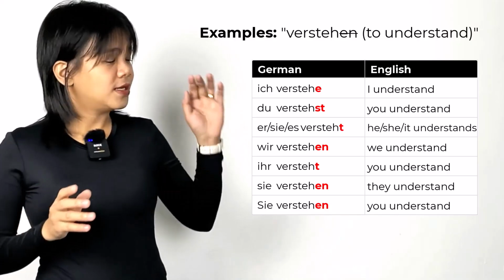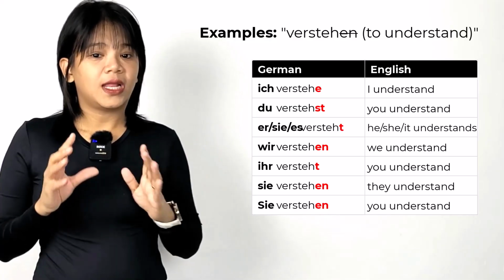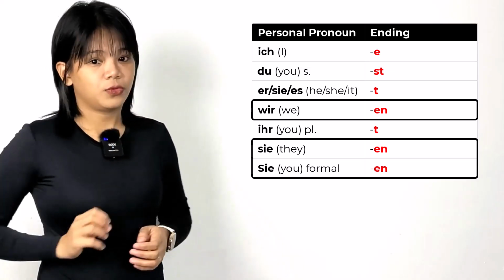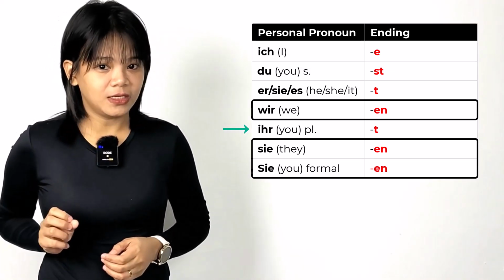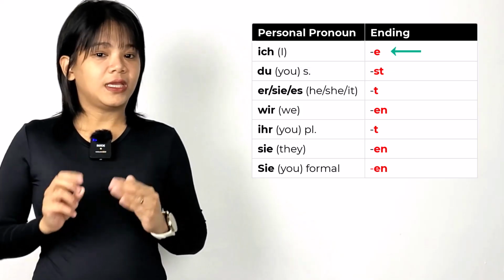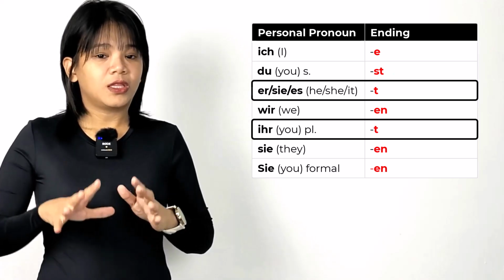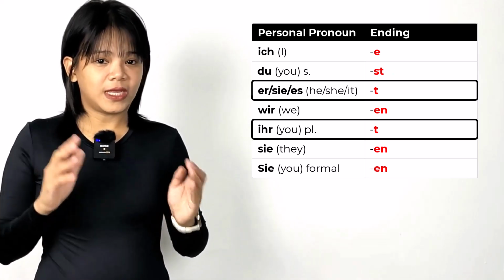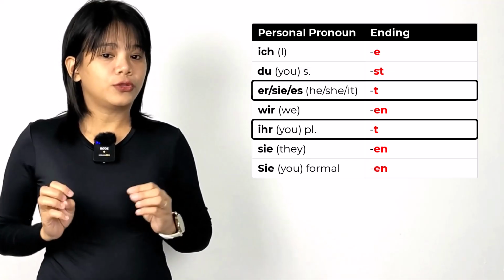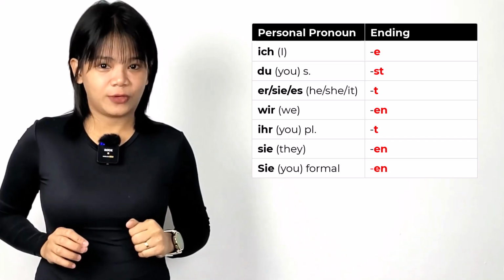As you can see, the ending always depends on the personal pronoun. Let's group them for easier memorization. All plural forms except ihr use en, just like the infinitive. Ich ends with e, du ends with st. The other singular forms, er, sie, es, and the plural ihr both use t. And that is how the present tense works in German for regular verbs.